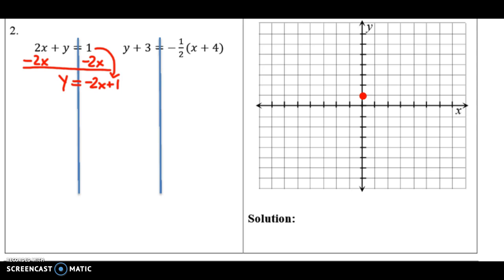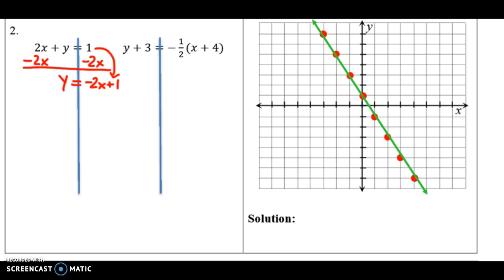Positive 1 is up 1 from the origin, and negative 2 is treated as negative 2 over 1, or down 2 and over 1. Again, I can go up 2 and left 1 if I wish to continue the pattern in the other direction. And then I'll use my line tool as you use your ruler to create a line. Oops, one too many. I'm just going to delete the extra line and extend the first line I drew.